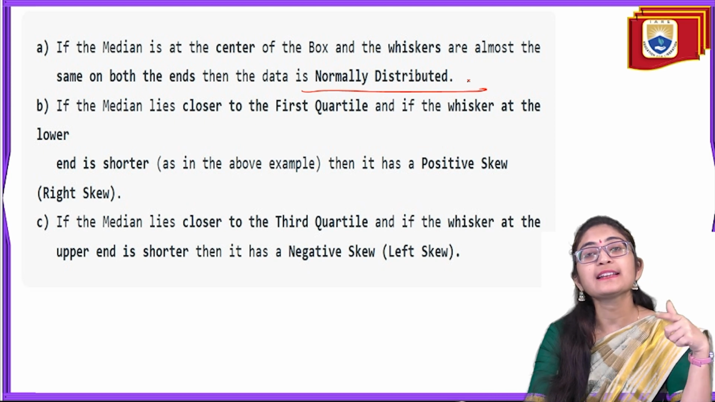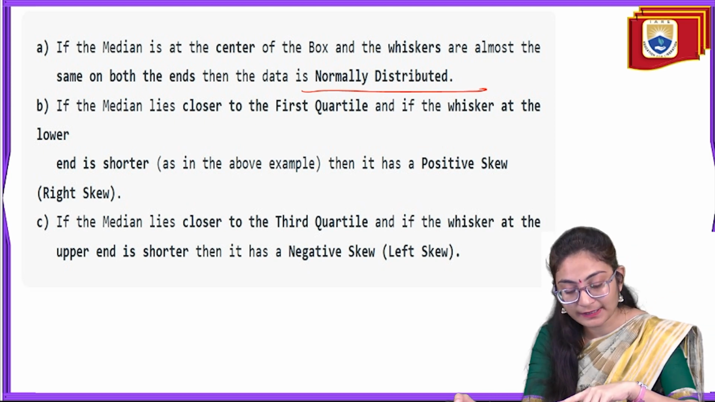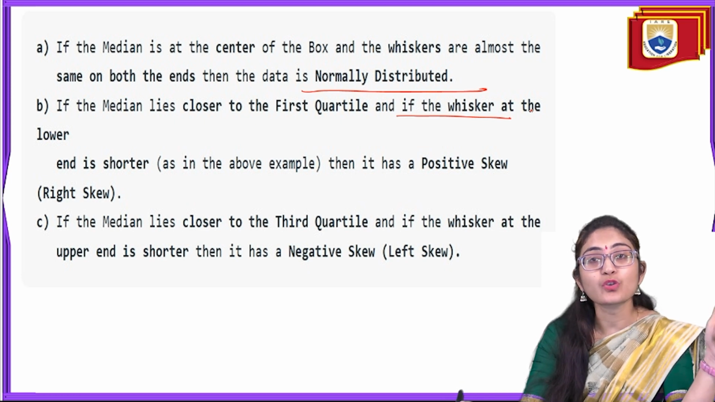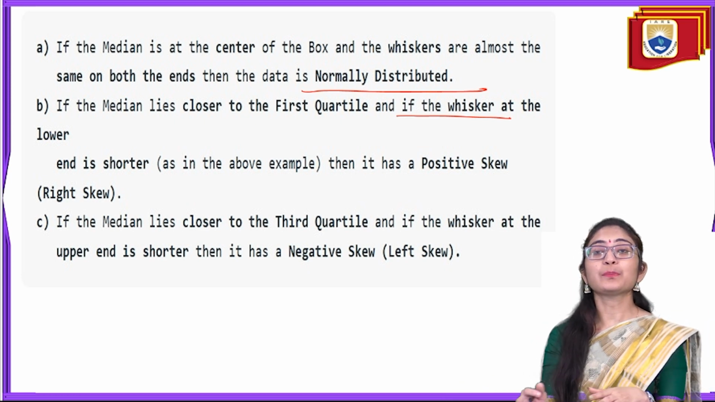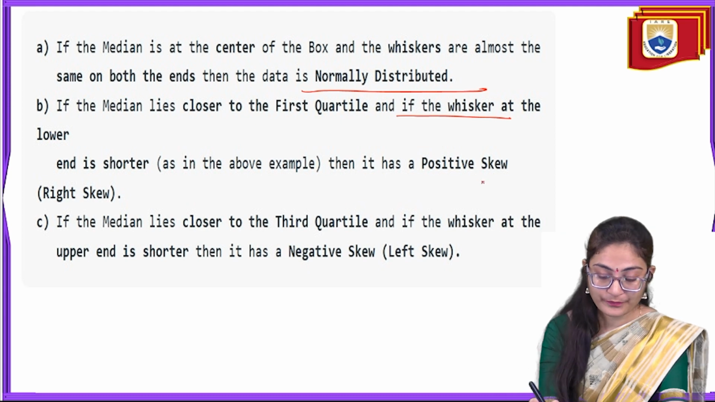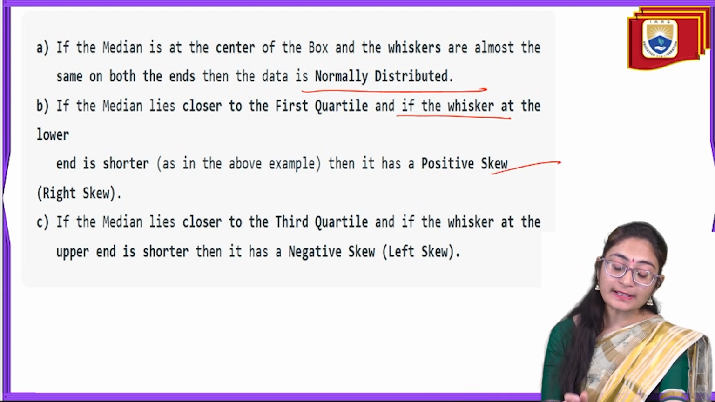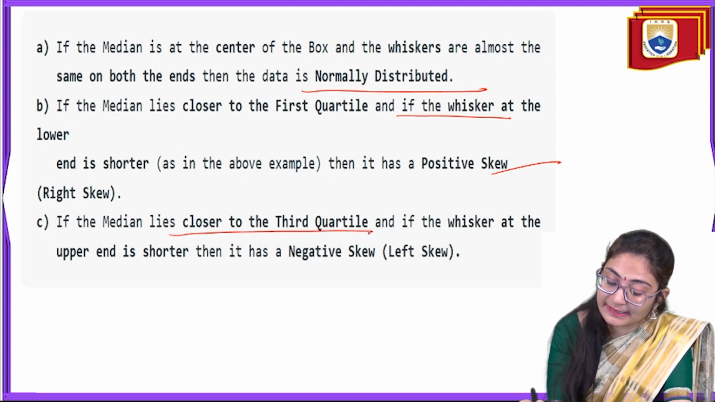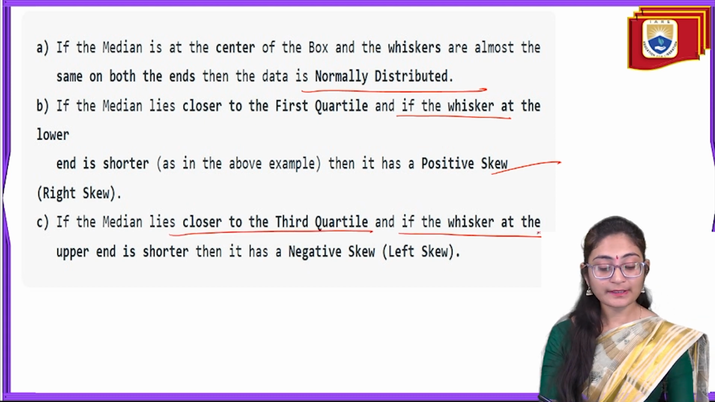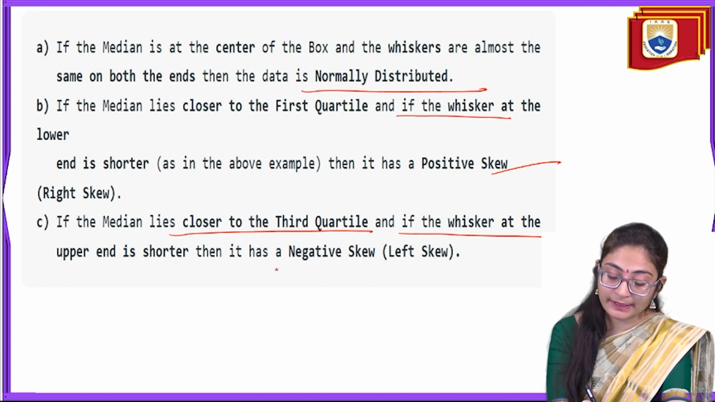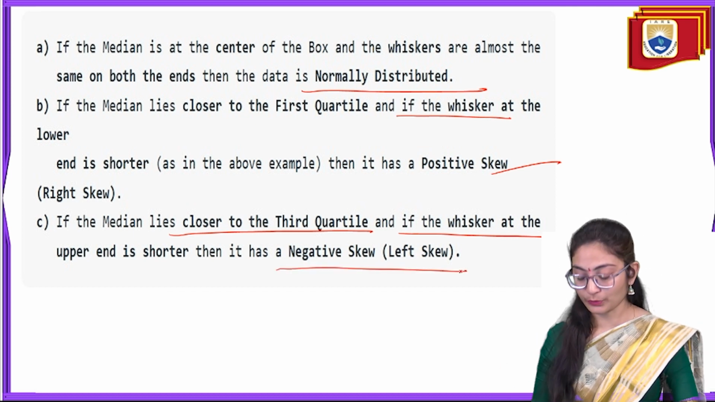If the median lies closer to the first quartile and if the whisker at the lower end is shorter, as in the above example, then it has a positive skew. That means we can say it is a right skew. If the median lies closer to the third quartile and if the whisker at the upper end is shorter, then it has a negative skew. That is your left skew.